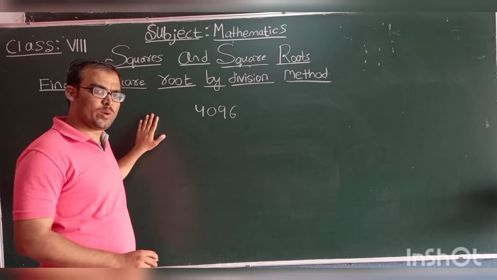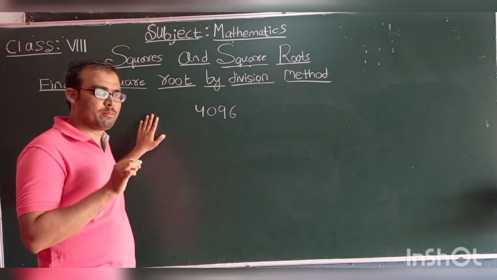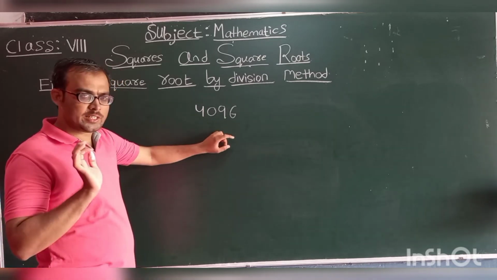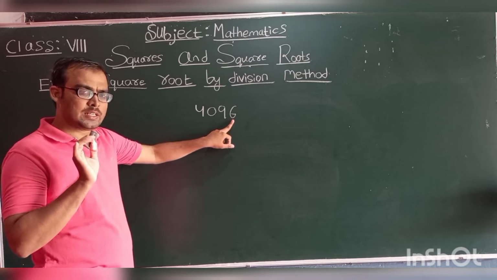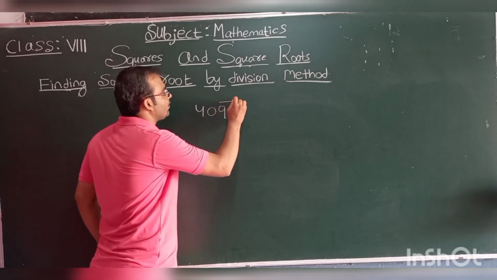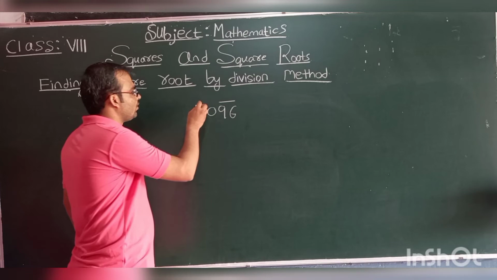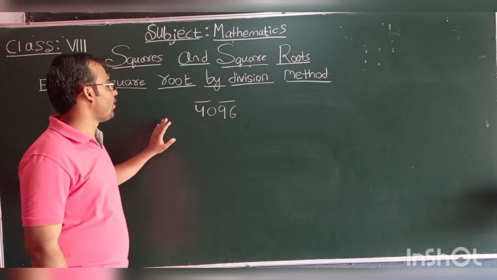4096. Now what is the first step? We need to place a bar over every pair of numbers starting from the digit at the ones place. So here what is the digit at the ones place? 6. From here we need to pair the numbers by placing a bar over the numbers. Here we have placed the bar over the numbers. Now place a bar over the next pair of numbers. So what we have done?